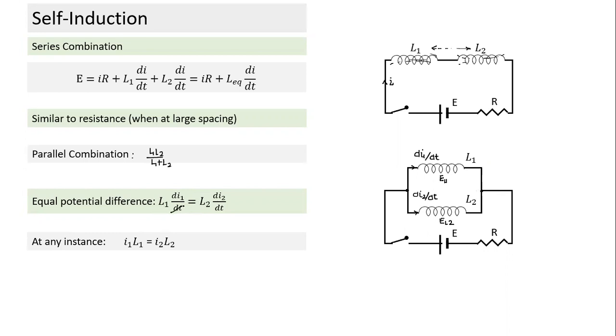And if we integrate from 0 to t, initial current being 0, at any instance, if this current is I1 here, and the instantaneous current here is I2, then L1 into I1 is equal to L2 into I2. That's the equation which follows in case of a parallel circuit. So for the parallel combination, this is the equivalent inductance, and this is how the current would be at any instance when two inductors are connected in parallel.